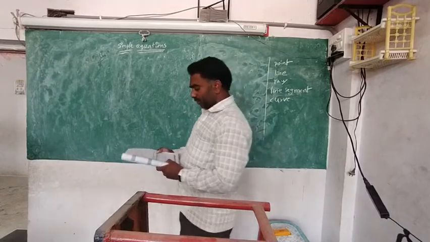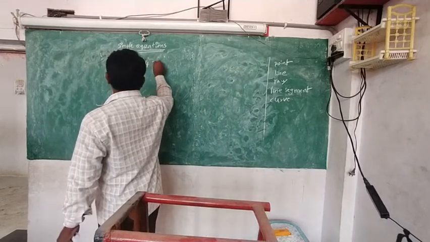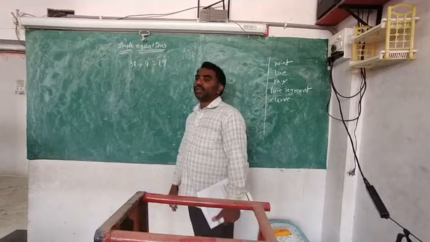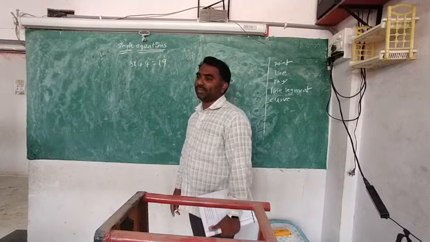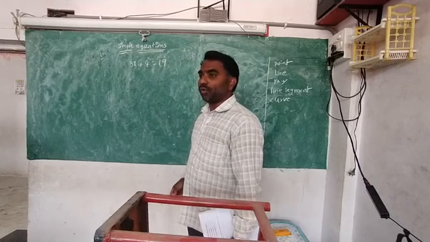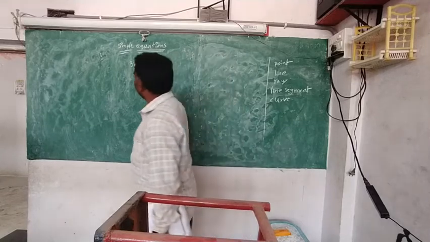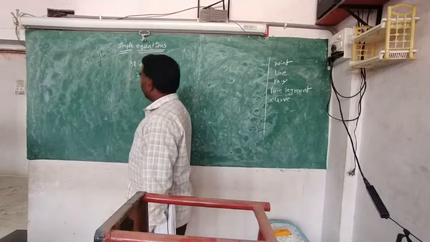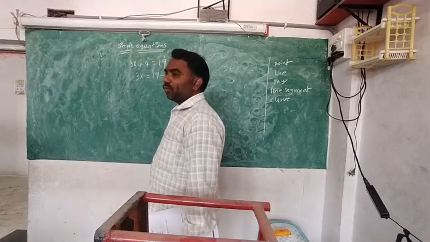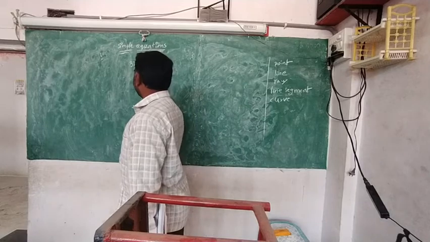First one is the third one. What is the third one? 3x plus 4 is equal to 19. Okay, very simple. Which will you send first? The 4, because it is a long relation. What is this? Plus 4. If you send it, it will become 3x on the left, and 19 minus 4, that is 15. So 3x is equal to 15.